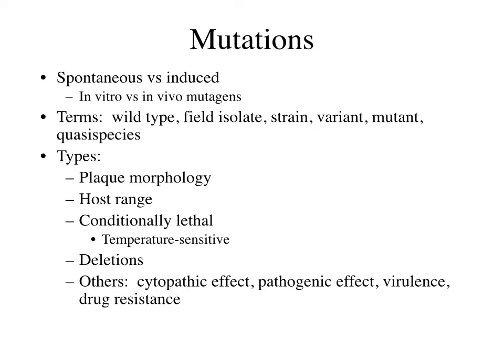Now, we have to consider some terms. Wild type is an arbitrary designation. The wild type is the original strain from which mutants were selected. It is usually lab-adapted and may not reflect the nature of the virus or the gene as you would find it in nature. A field isolate is a new isolate from a natural host. Unfortunately, there is no universally accepted definition for the terms strain, variant, and isolate in the virology community.